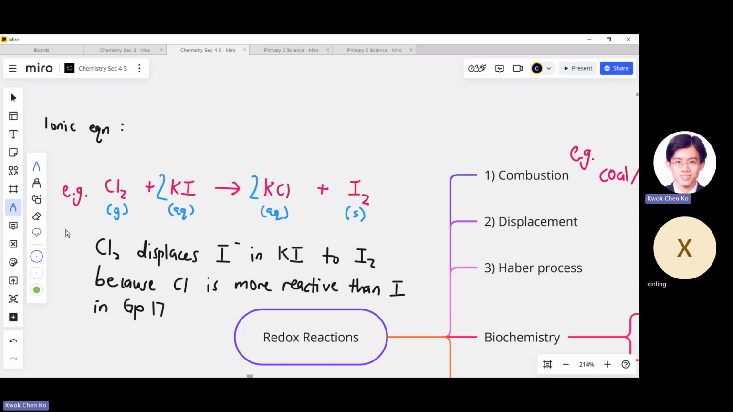Okay, so convert all the aqueous species to ions. So I'm going to write something like this next. Gas remains as gas, no change. But this is an ionic compound, convert it to ions. KCl is also an ionic compound, it's dissolved in water, convert it to ions too. This is a covalent element and it's solid, so it remains as it is.